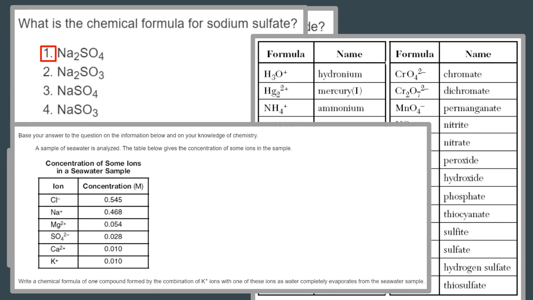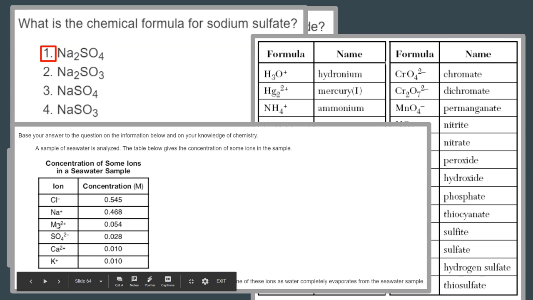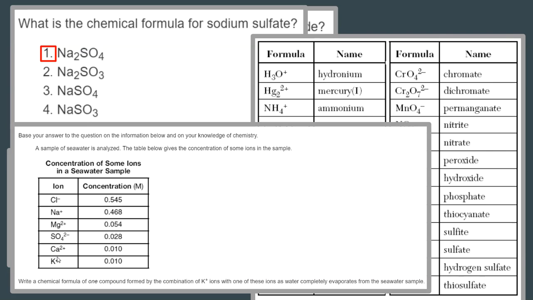The sample of seawater is analyzed. The table below gives the concentration of some ions in the sample: chloride, sodium, magnesium, sulfate, calcium, and potassium. Write a chemical formula of one compound formed by the combination of potassium ions with one of these ions as water completely evaporates from the seawater sample.